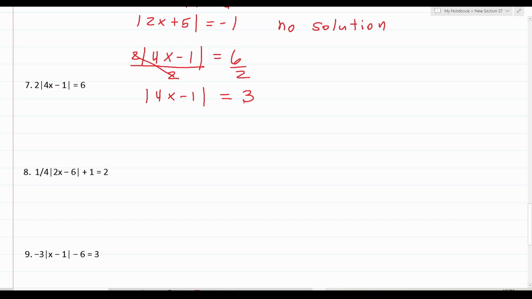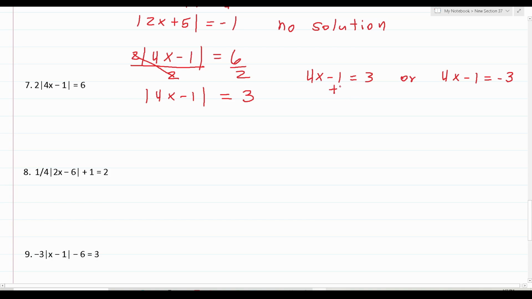So now that we have our absolute value by itself, we can see that it's set equal to a positive value. And in light of that, we know there's going to be two solutions, notably 4x minus 1 equaling 3, or 4x minus 1 equaling negative 3. All right, so now let's just solve for x in both of these cases.